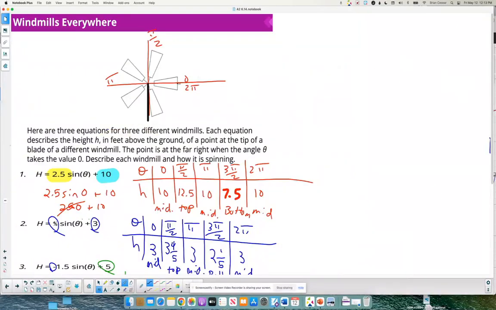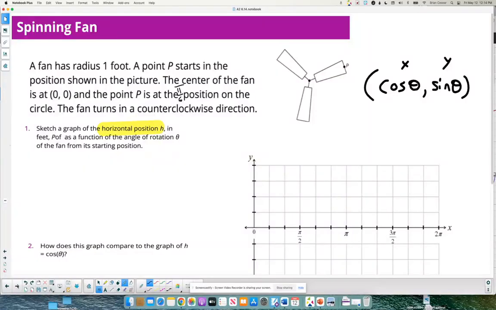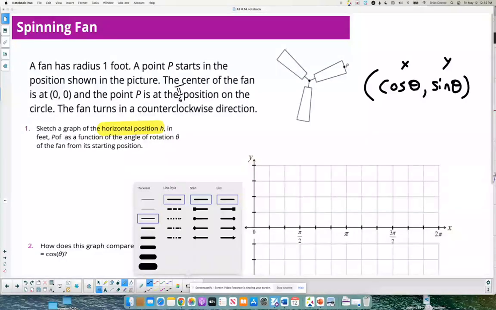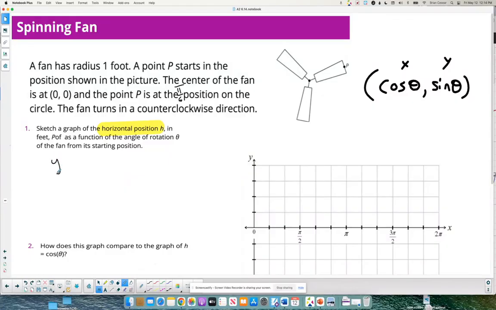If you look at the last problem, they all had sine because we're talking about the vertical, the height. It's a little confusing. They use h. I think of horizontal when I look at h, but we're talking about the vertical height, so they use sine. So on this one, horizontal, we're going to use cosine. Because the radius is 1, we don't have an amplitude change. And because it's centered at 0, 0, we don't have our midline moving up. So it's just going to be y equals cosine.